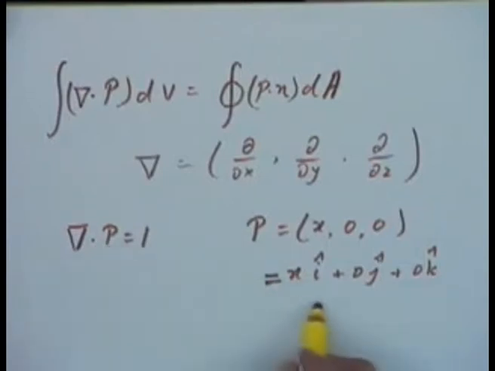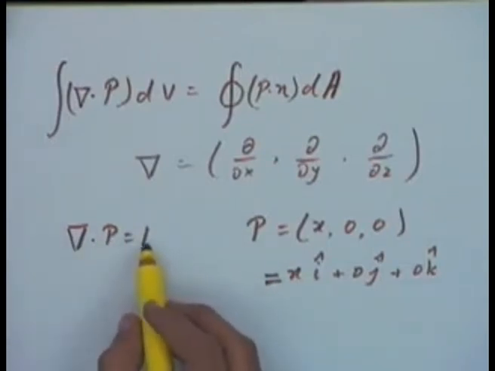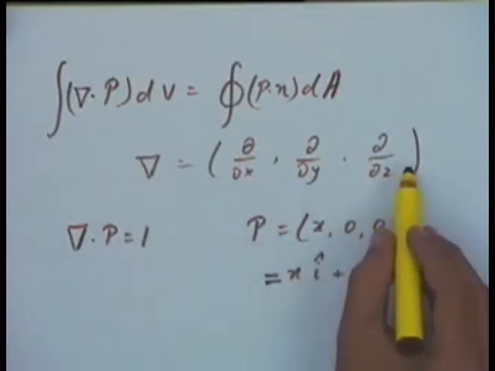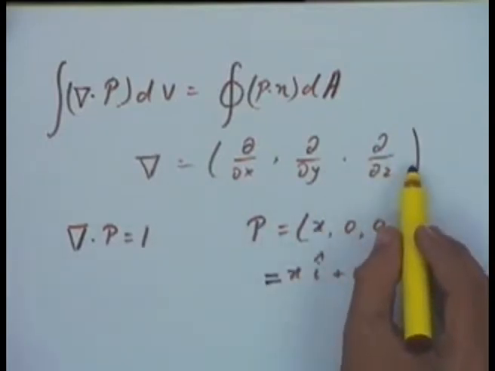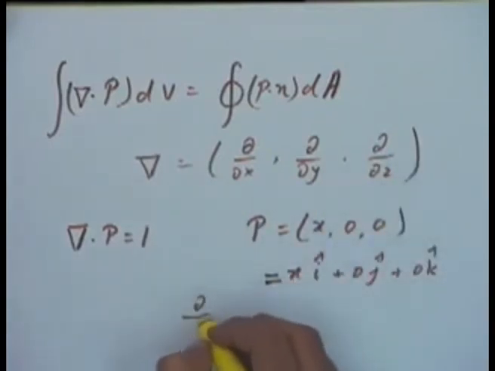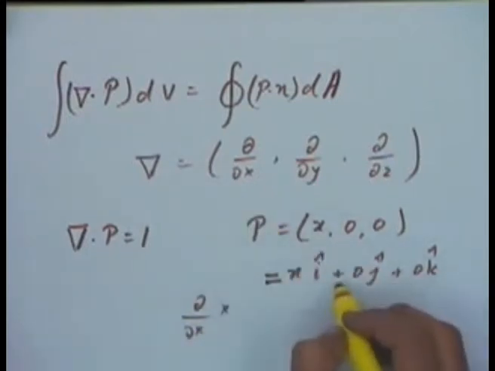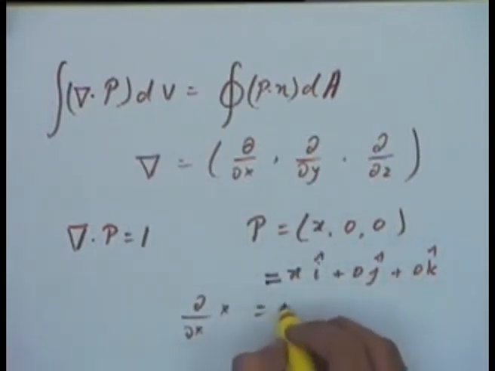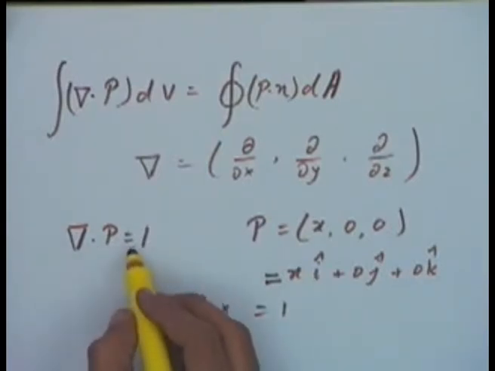If I take P to be this, then del dot P will be equal to 1, because I will take the dot with this operator, and we will get del by del x of x plus the other two terms are 0, which is equal to 1. So del dot P will be equal to 1 in that case.